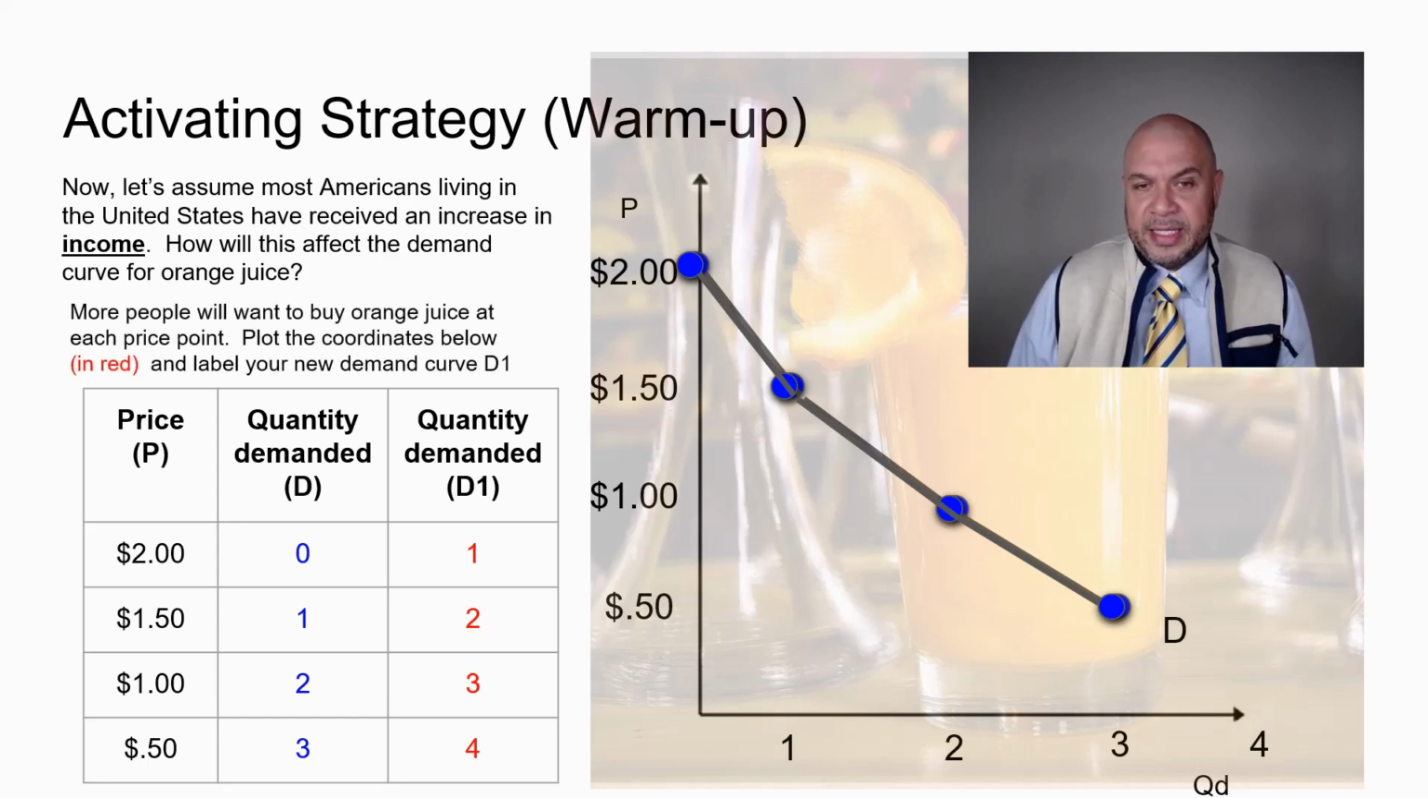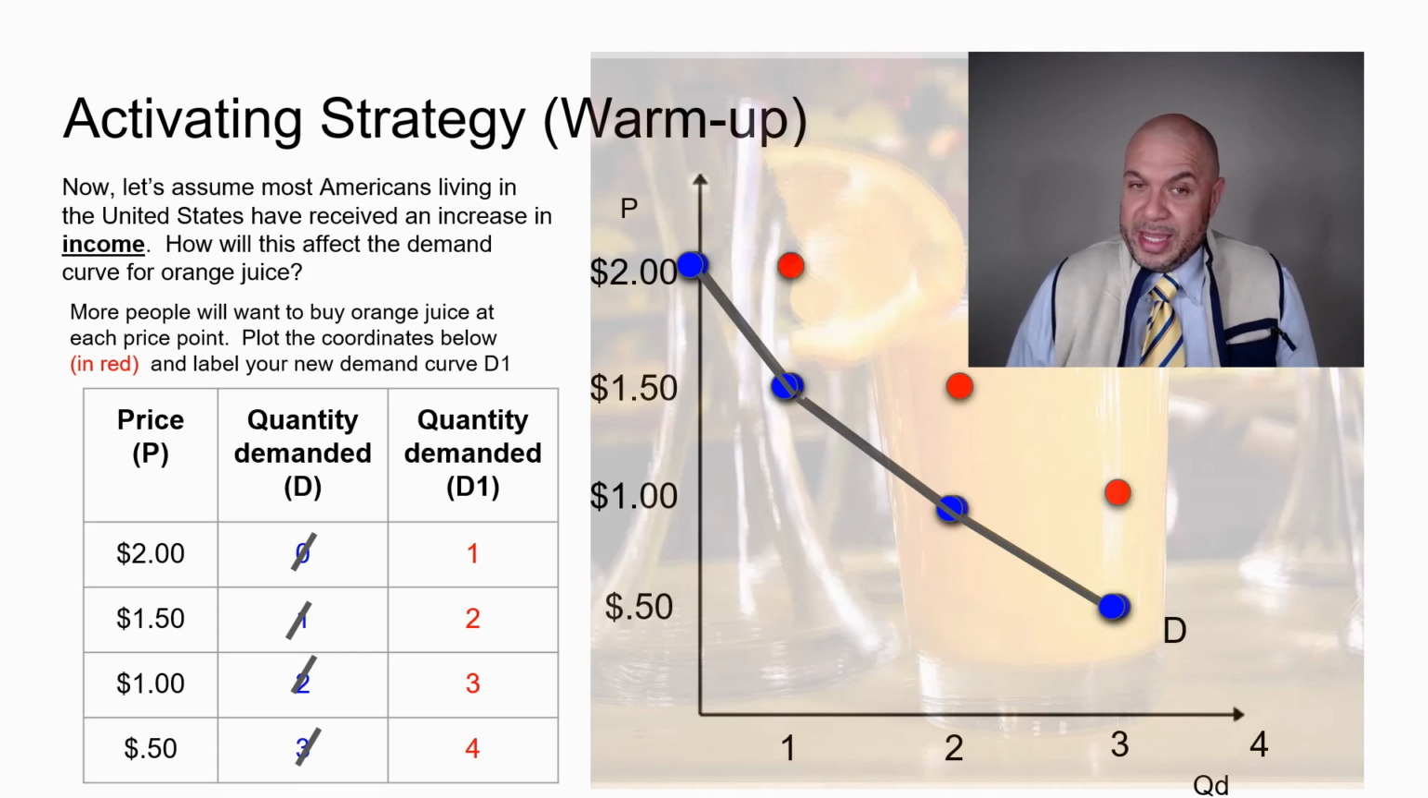Now, instead of the price of orange juice being $2 and 0 being demanded, now there's going to be 1 demanded at the price of $2. Instead of a quantity demanded of 1 at $1.50, there's now going to be a quantity demanded of 2 at that price. When the price of orange juice is $1, instead of having 2 cartons of orange juice being demanded, now we have 3. People want 3. Whenever the price is 50 cents, 3 used to be the number that people wanted, but now people make more income, so they're going to demand 4. So the quantity demanded will shift or change to 4.